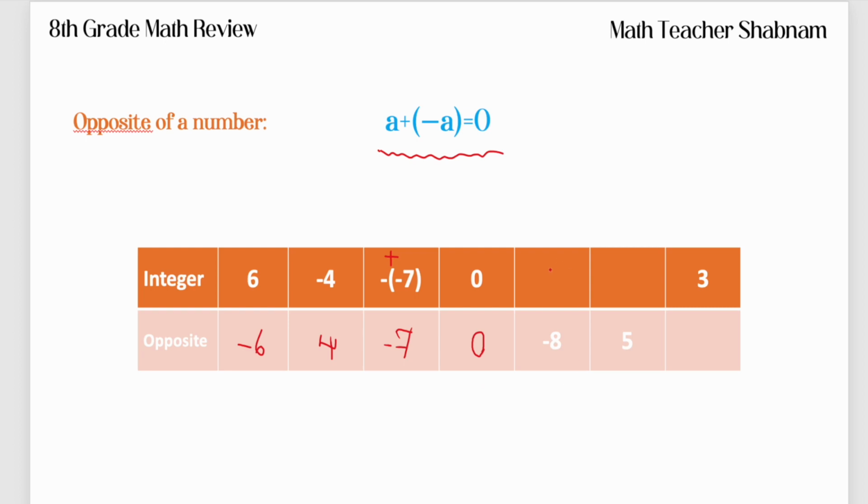What integer has the opposite of -8? That's just 8. What integer has the opposite of 5? That would be -5. And lastly, the integer 3 has an opposite of -3.